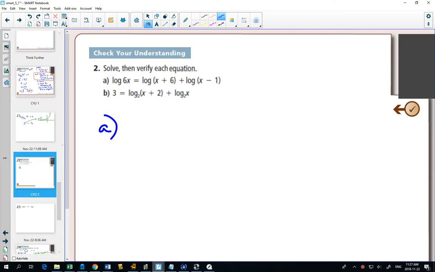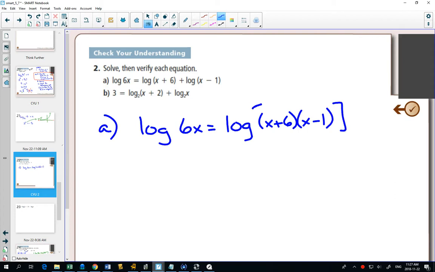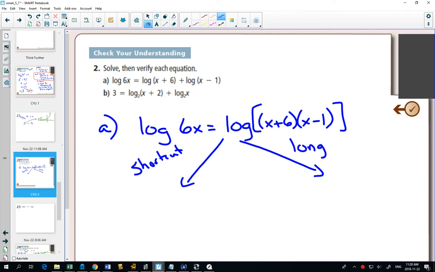So again, in 2a, we are solving a logarithmic equation, and part of solving logarithmic equations is combining as a single log. Now on the right-hand side, I could combine those logs, x plus 6 times x minus 1, because multiplying inside of a logarithm is the same as adding two logarithms. Now at this point, there is a shortcut. So I'm going to show you the shortcut first, and then we'll do the long cut afterwards.